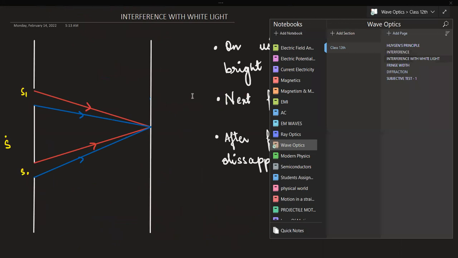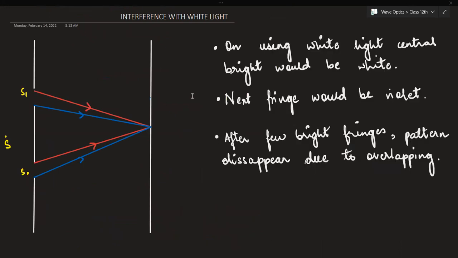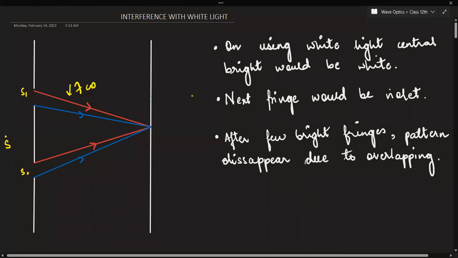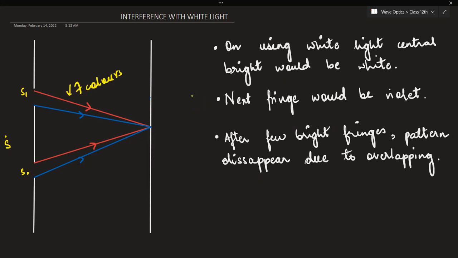See, this I was telling you, interference with white light. Suppose you have white light. Just as in dispersion, where white light passing through a dispersive medium could split into all of its 7 colors, the same thing will happen here also. This will spread into its 7 colors. It was just difficult to depict all of these, but these are all the 7 colors coming here, in their exact order.